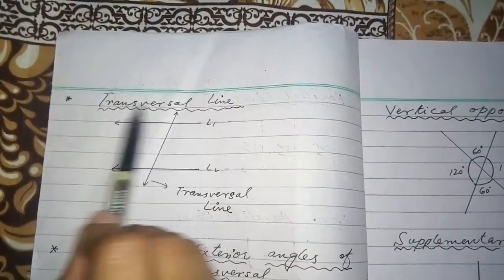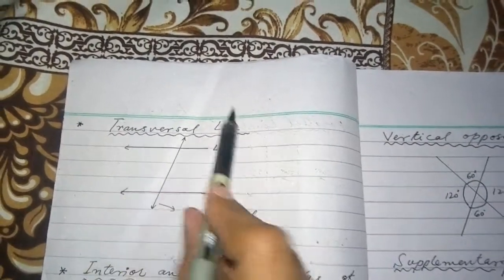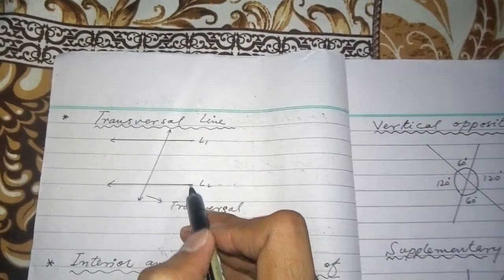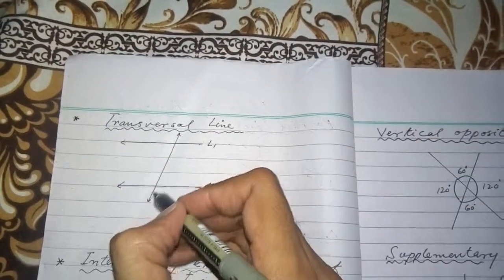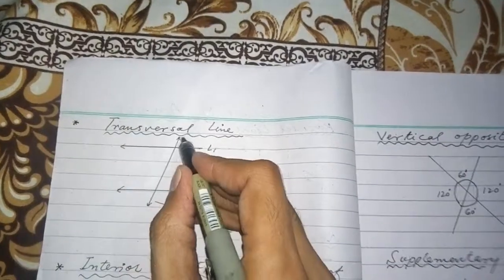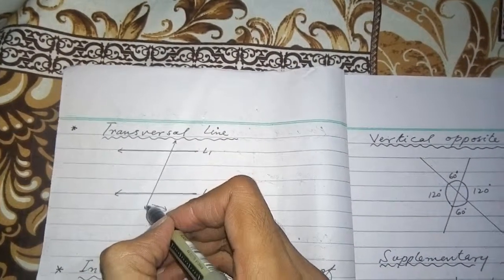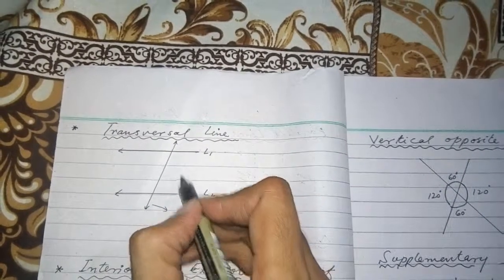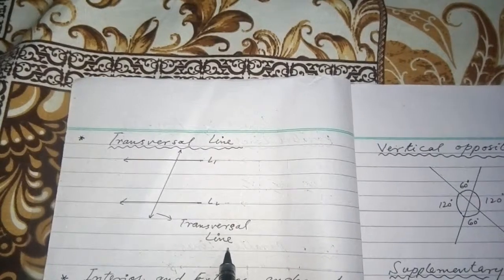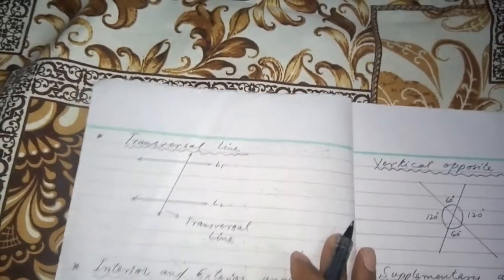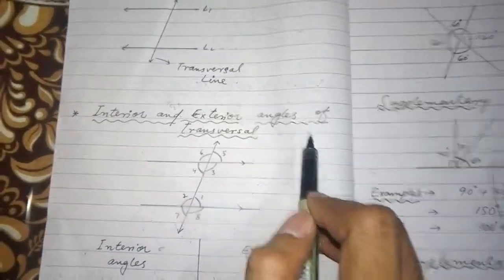Let's talk about transversal lines. Transversal lines are formed by the parallel lines. How? When the two parallel lines are there and one line is crossing them, or you can say intersecting them. This line intersecting the two parallel lines is known as the transversal line. So by the transversal line, interior and exterior angles are formed.